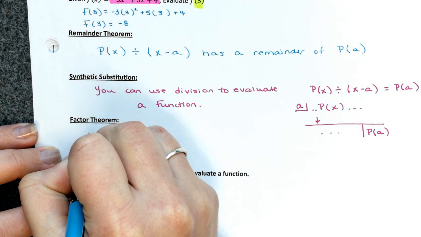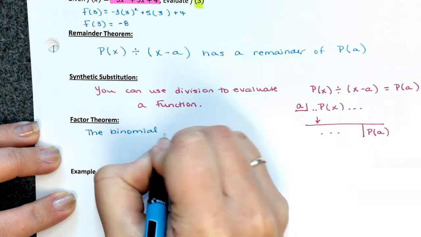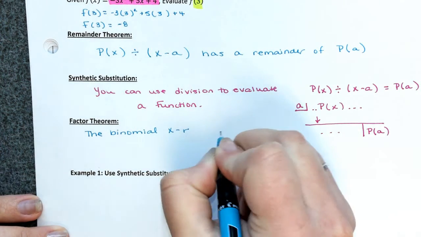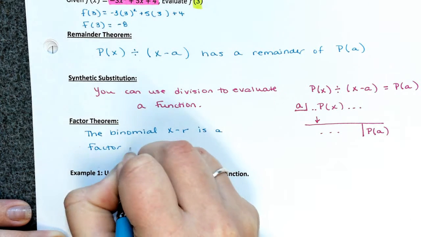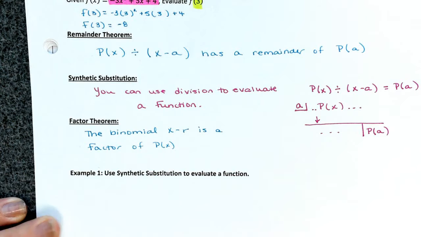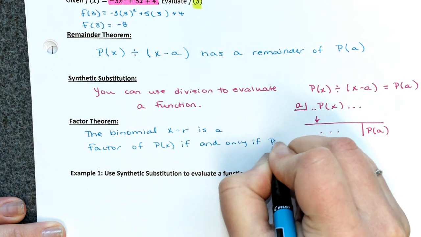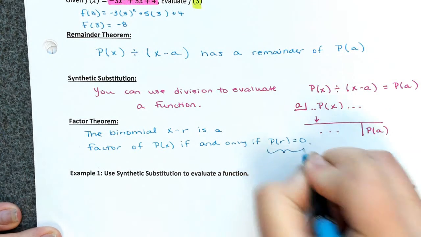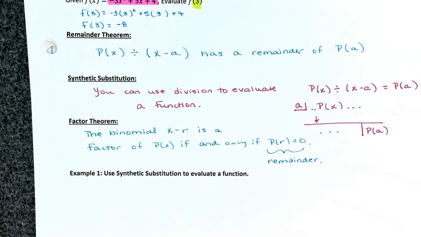So it says the binomial x minus r, I don't know why we use a different variable on this one, but you could write x minus a, it doesn't matter. This binomial, x minus a number or x plus a number, is a factor of the polynomial p of x if and only if when you plug in that value, you'll get 0. Now the reason is because this is the remainder. If you get a remainder of 0, it means it's a factor.